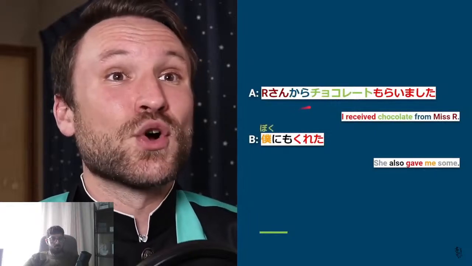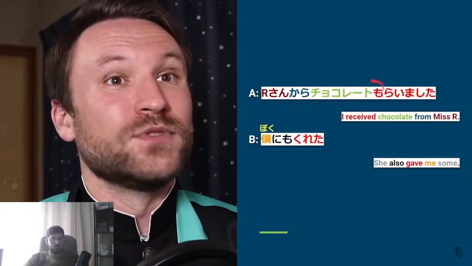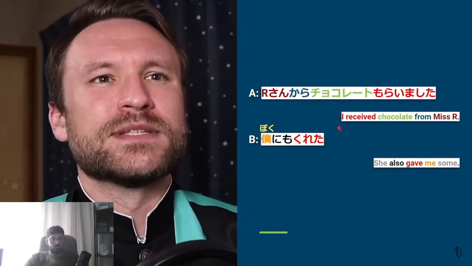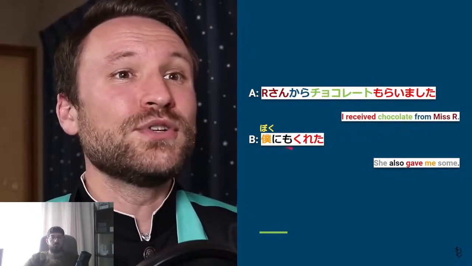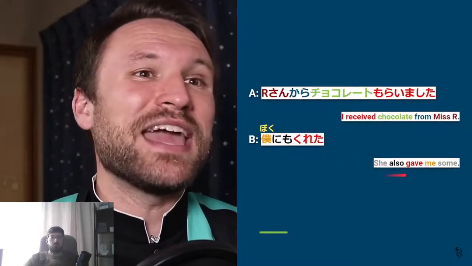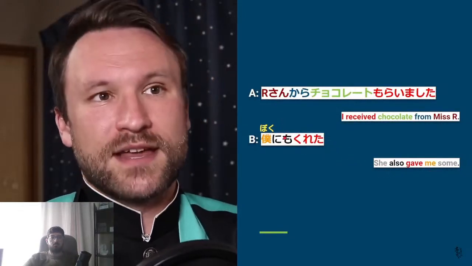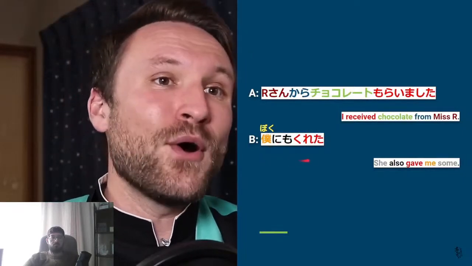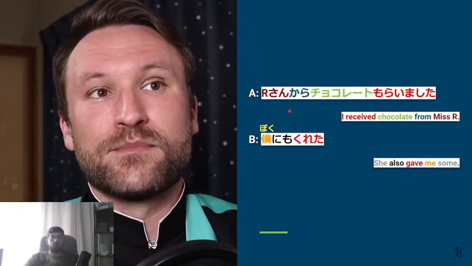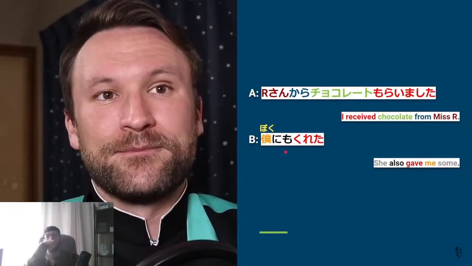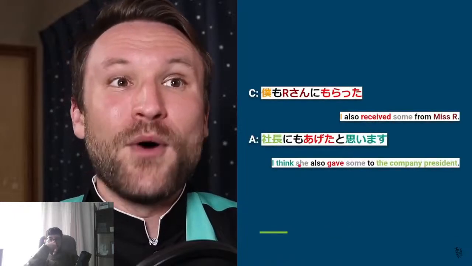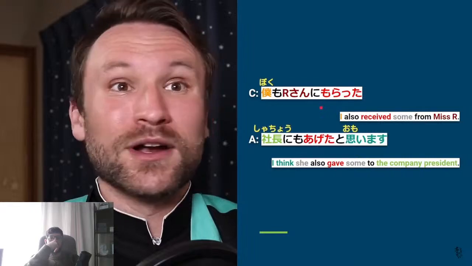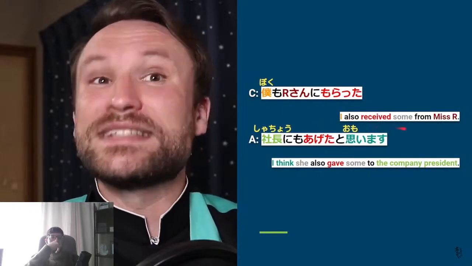Let's go with the English. Rさんからチョコレートを... No, I dropped the particle. もらいました。Probably should have the particle there since it is in a polite tone, but it happens sometimes. I received chocolate from Miss R. 僕にもくれた。She also gave me some. So we've dropped R-san from this. So the full sentence would be R-san は僕にもくれた. But because we've already had R-san in the previous sentence, you can drop it, as you always can in Japanese. にも, to me as well. 僕もRさんにもらった。I also received some from R-san.